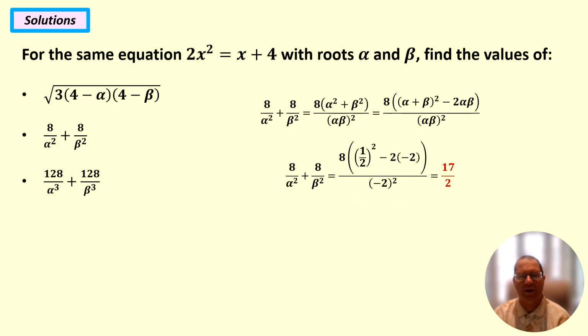For 8 over alpha squared plus 8 over beta squared, I've added the fractions together, and we already know how to work out alpha squared plus beta squared. So substituting everything in, we get an answer of 17 over 2.